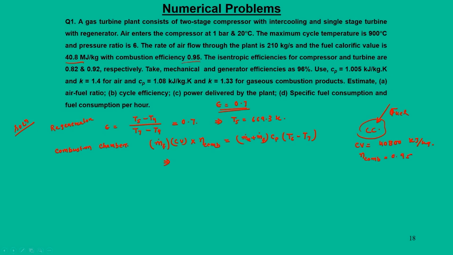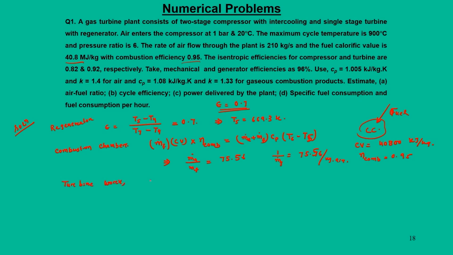So, from this expression, T6 and T7 are already known, so T6 minus T5. From this expression we arrive at m dot A by m dot F equal to 75.56, or per kg of air we express it as 1 by m dot F is 75.56 per kg air. Then turbine work.